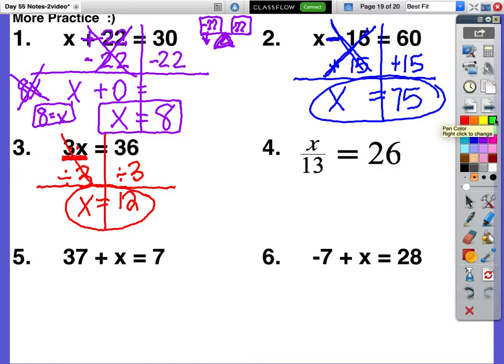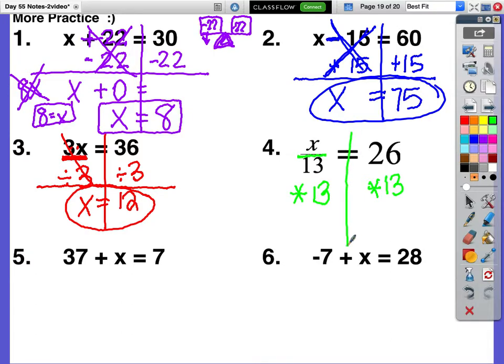x over 13 equals 26. Now remember, x over 13 is the same as x divided by 13. Also, you should just know when you see a fraction, that means x is being divided by 13. Fractions mean division. All right, if division is going on in your problem, to solve it, you need to multiply. Notice, I did not write an x right there, because you do not need to be getting that confused with the variable x. So I'm multiplying by 13 on both sides.